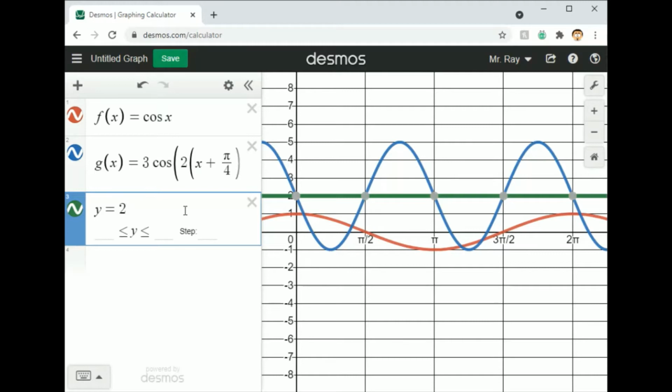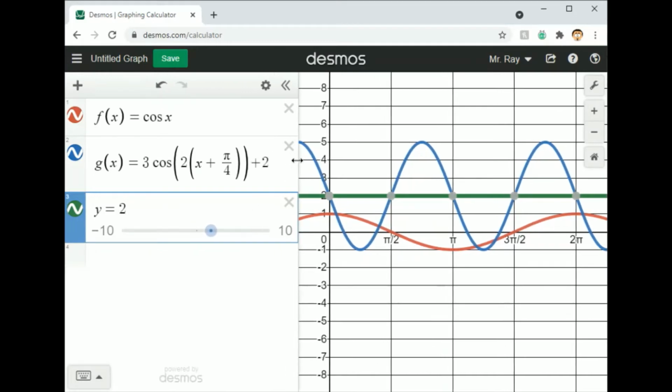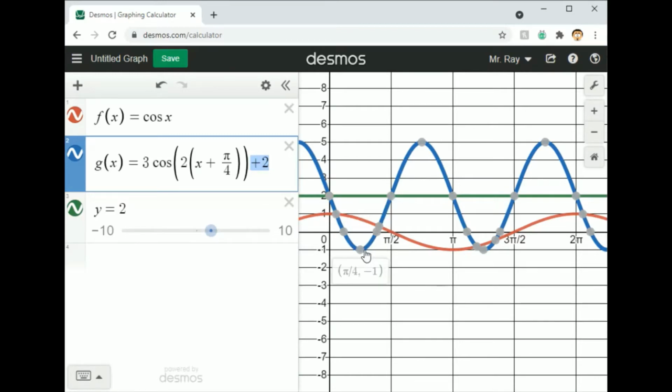And you'll notice it's at y equals 2, which corresponds to this plus 2 at the end. The whole graph's been shifted up 2. Okay, so does it have an amplitude of 3? Well, it goes from 2 up to 5 and 2 down to negative 1. It has an amplitude of 3.